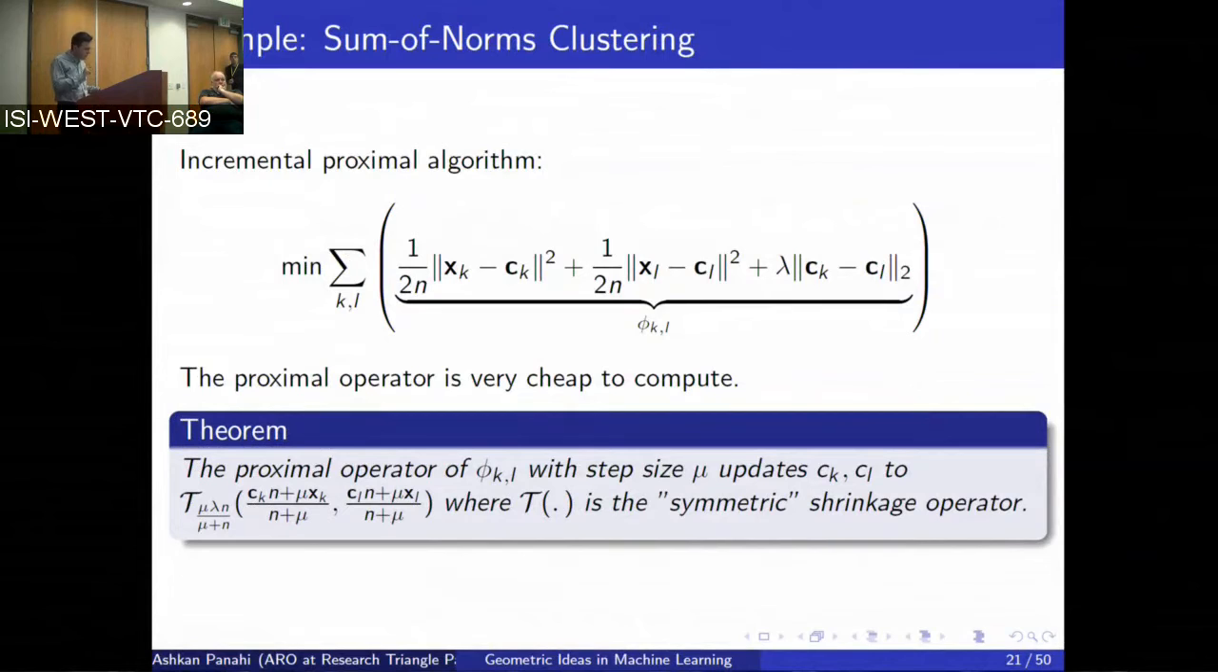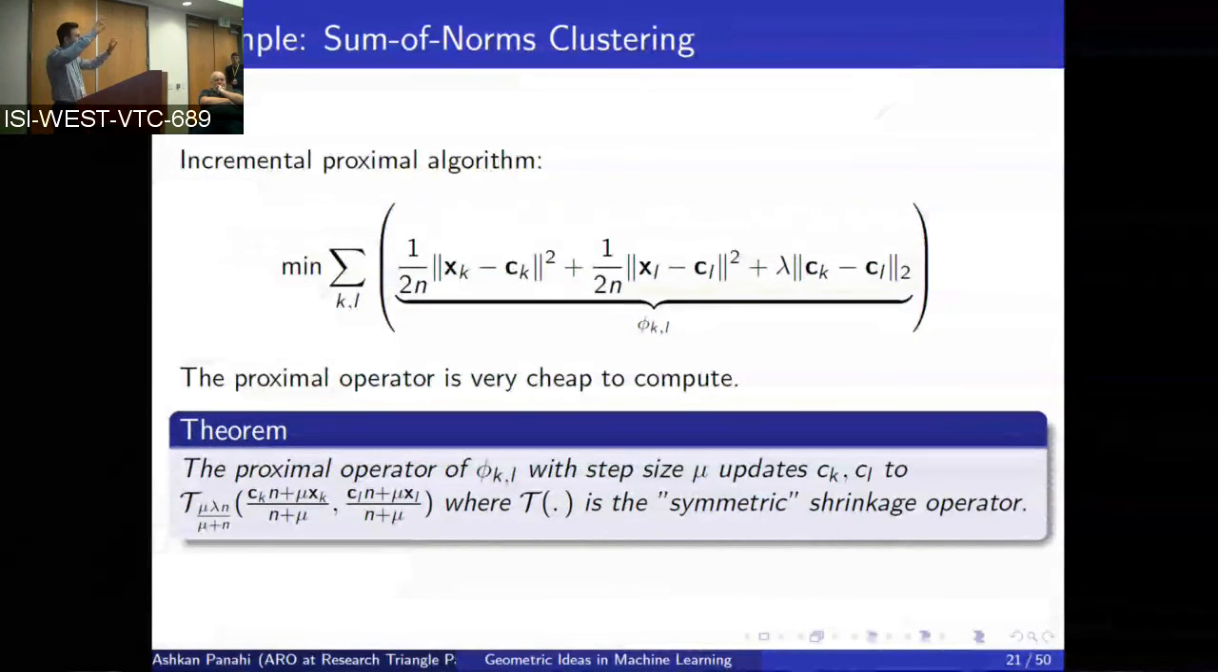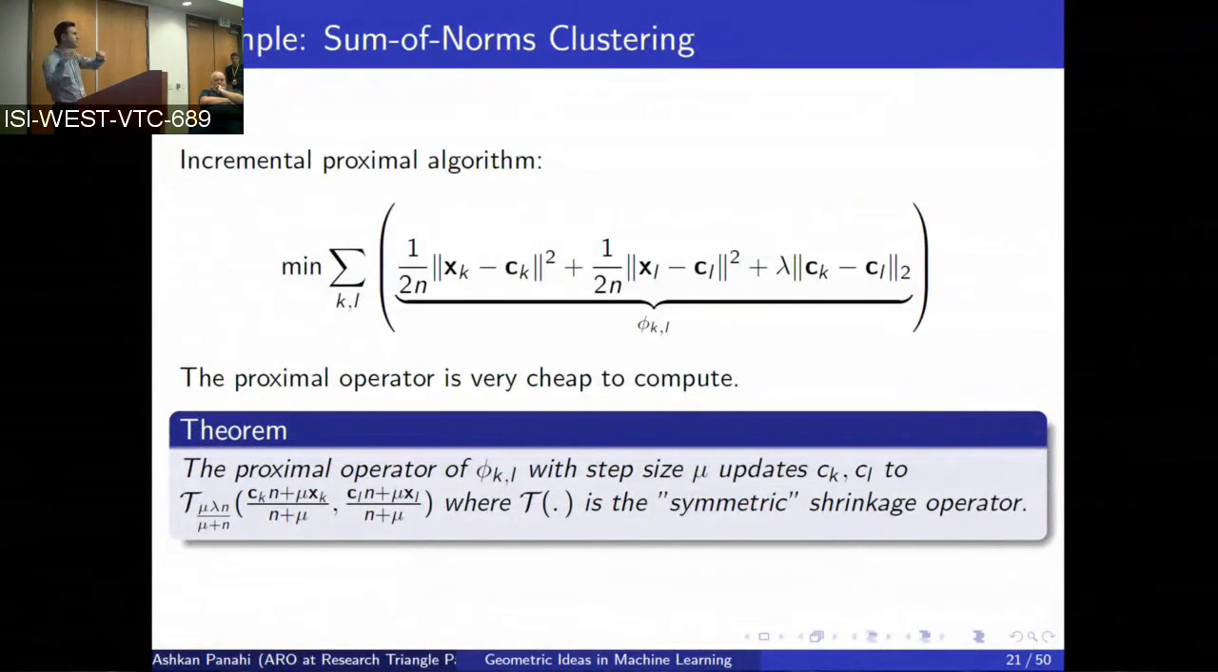One good thing with this optimization is that each term only depends on 2 data points. The whole thing is a large optimization, but each term only depends on CL and CA. So basically, for doing the incremental proximal algorithm, you only have to pick 2 points and apply the proximal operator, and then you leave them and go to the others. That leads to a very cheap iteration for incremental optimization. So the proximal operator in this case is very simple.